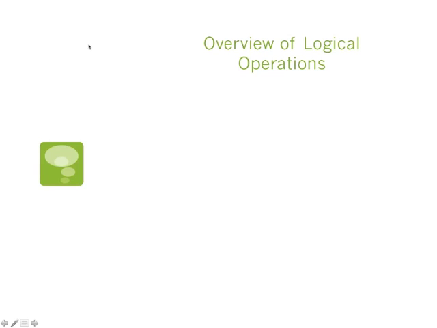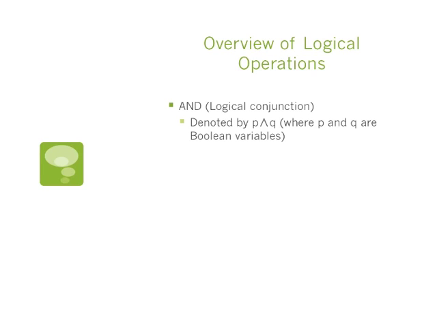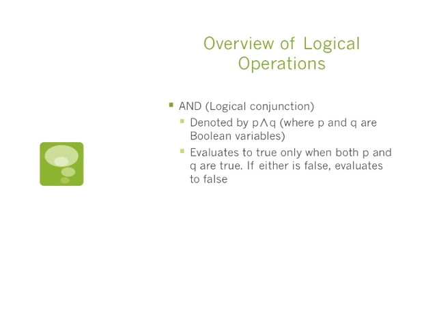We'll begin with an overview of logical operations. First, let's take a look at the AND function, also known as logical conjunction. This operation is denoted by an upside-down capital V, and is pronounced P and Q, with P and Q being Boolean values. AND evaluates to true only when both P and Q are true, otherwise it is false.